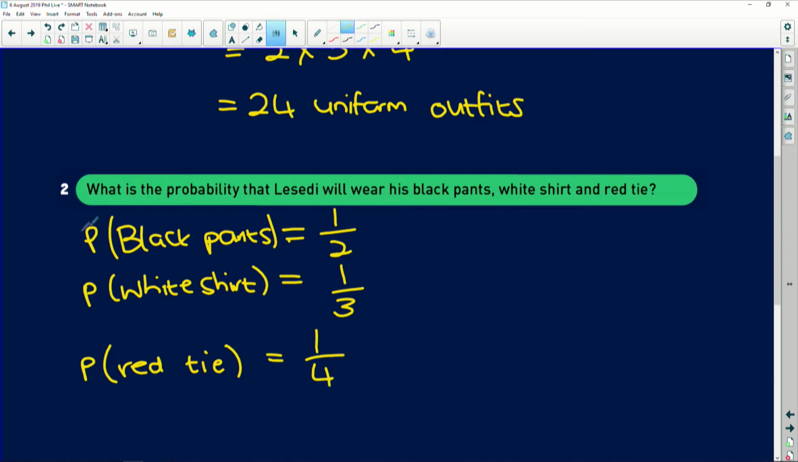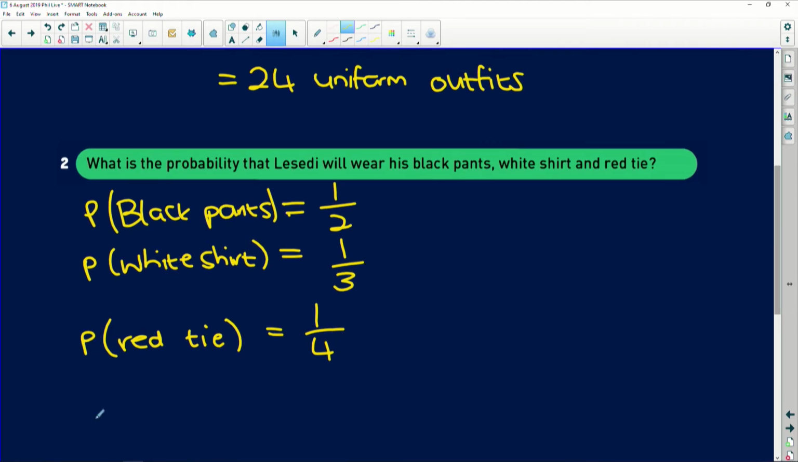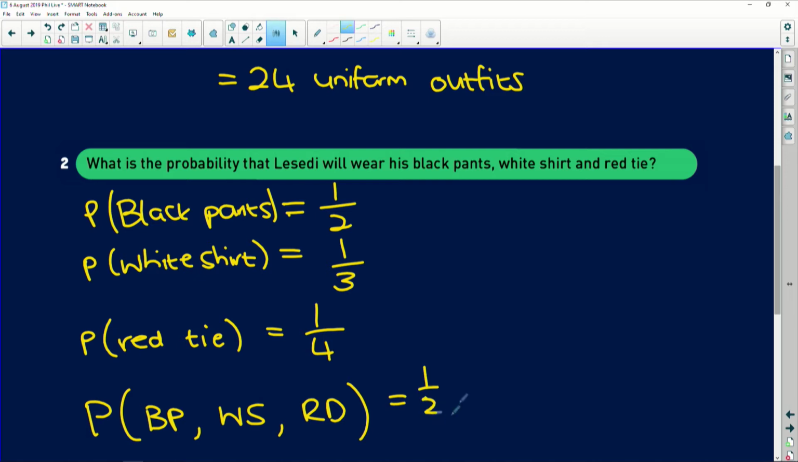Now, to find the probability that he wears all of these together, we are again going to multiply them together. So, probability of black pants, white shirt, and red tie is equal to 1/2 multiplied by 1/3 multiplied by 1/4, and that is going to give us 1 out of 24. 2 times 3 is 6, 6 times 4 is 24.